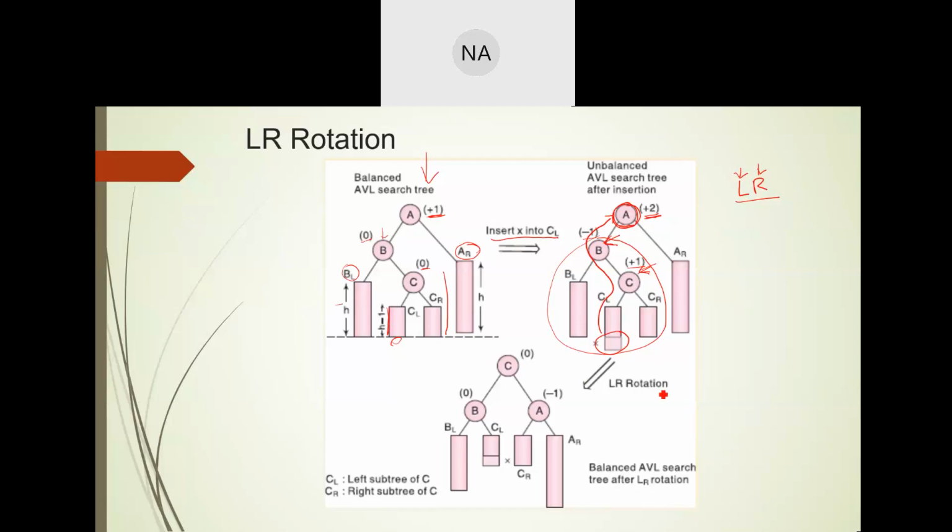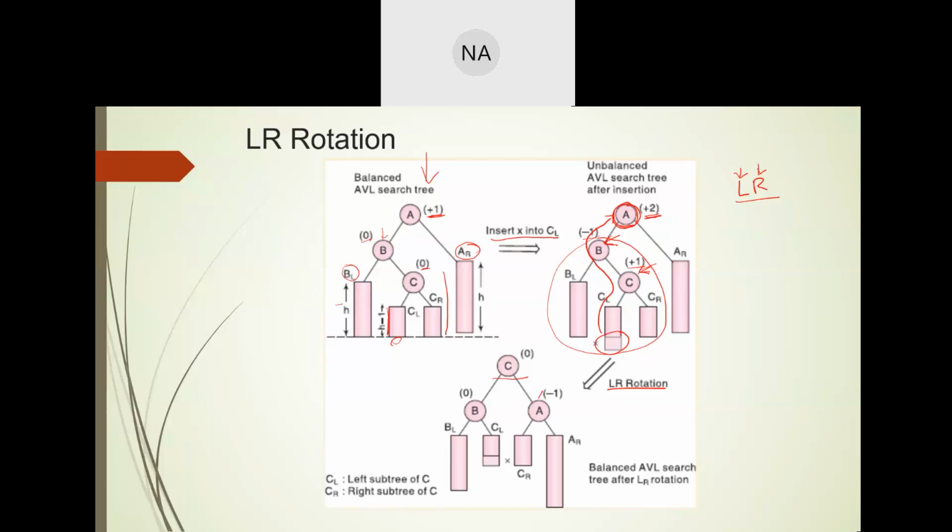Okay, LR rotation. Node C is made the root of the rotated tree. You have identified node C. Node C is made the root, and node B will be made its left child, and node A will be made the right child of node C. Fine. Now node C had both CL and CR. It had both left and right subtrees.